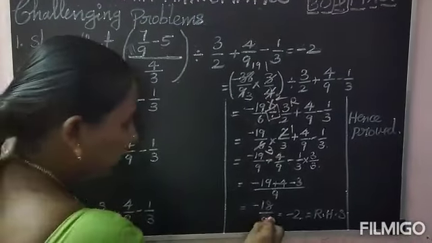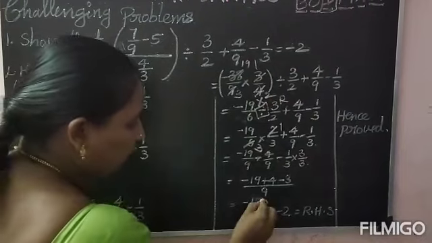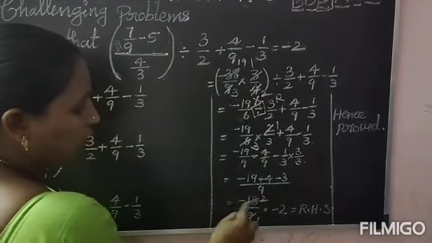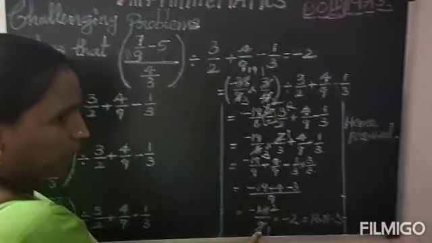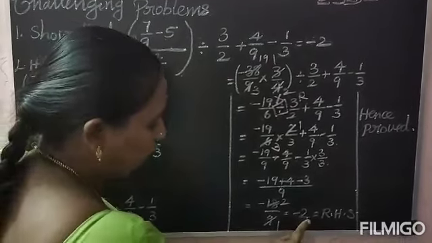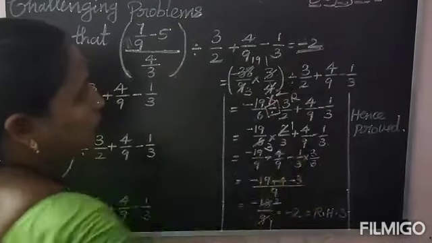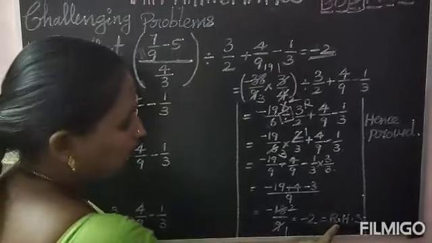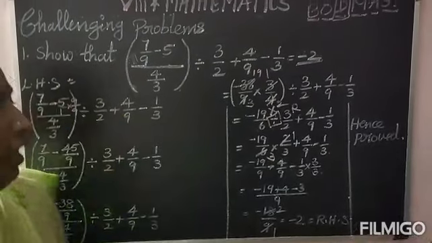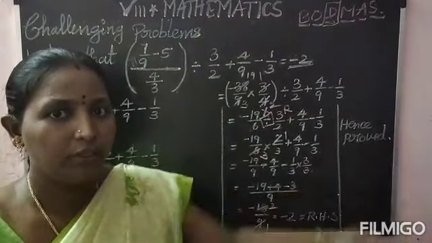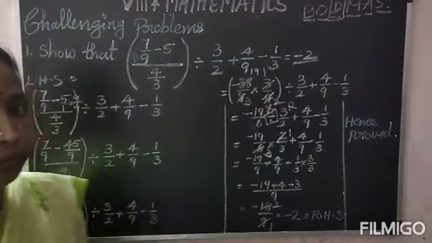So you can cancel this in the 9 table itself. 9 1s are 9, 9 2s are 18. Here you have minus 2 by 1. Minus 2 by 1 is nothing but minus 2. So what were we asked to prove? Minus 2 only, which is equal to the RHS. Hence we proved this. Do you understand, children?